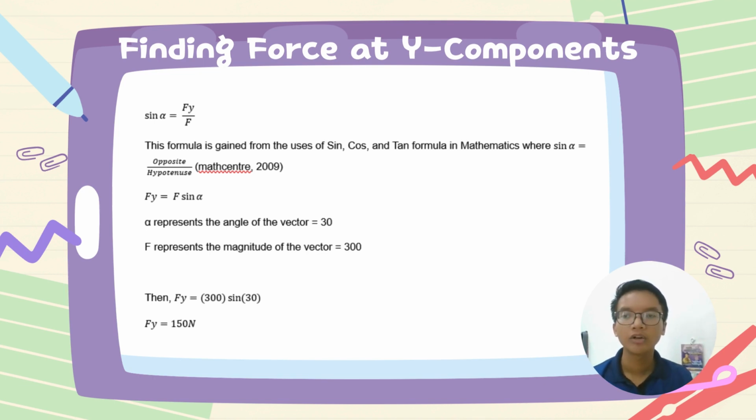Now we are going to find the force at the y component. By using the principle of sine, we get sin A equals Fy over F. In order to find Fy, we multiply both sides by F, and we get Fy equals F sin A. A, as usual, represents the angle of the vector, and F represents the magnitude of the vector. So we get Fy equals 300 sin 30, and then we get 150 Newton.